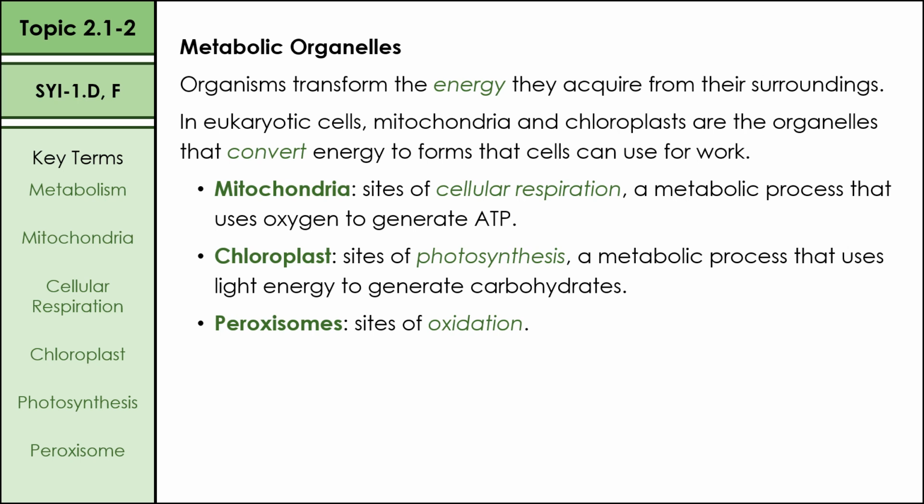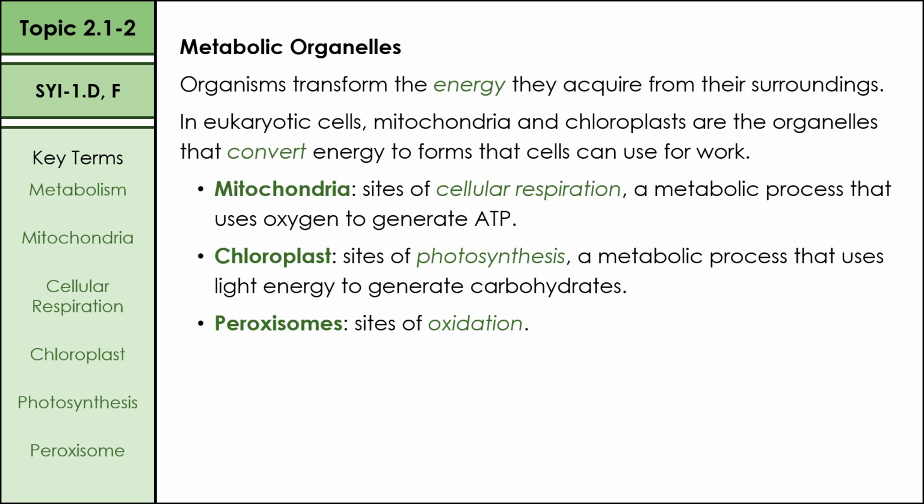But in eukaryotic cells, there are two primary metabolic organelles, those being the mitochondria and the chloroplast, that can convert energy into forms that cells can use for work. The mitochondria are our sites of cellular respiration, which is a metabolic process that uses oxygen to generate cellular energy in the form of ATP, or adenosine triphosphate. Mitochondria are found in both plant and animal cells. Anything that needs to create energy has mitochondria.